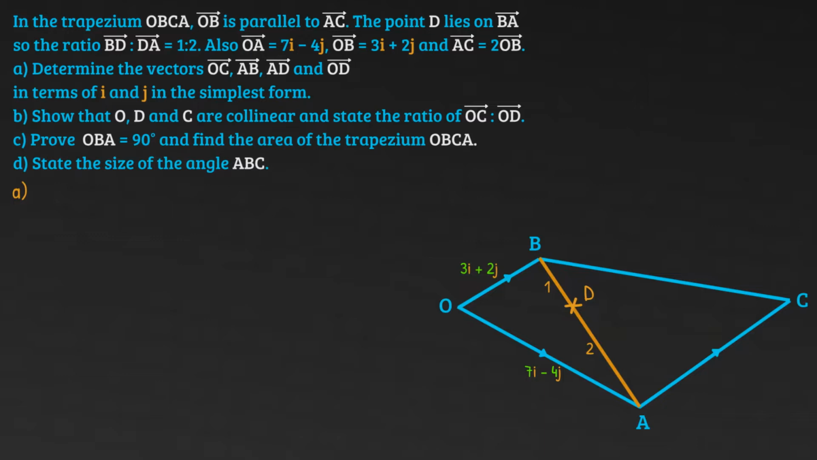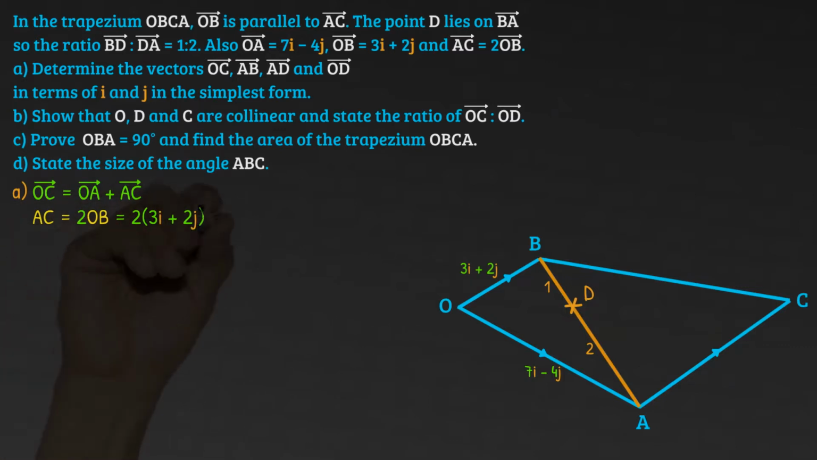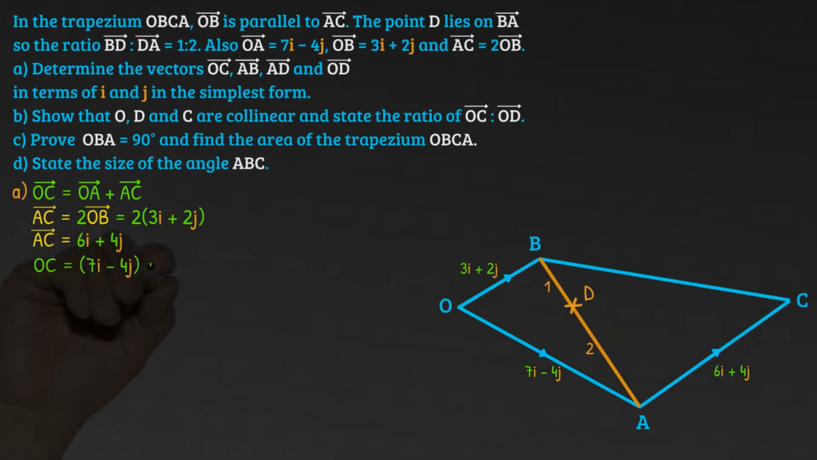So in part A, we're asked to determine some vectors, and if we start with OC, we can see from the diagram that OC is equal to OA plus AC. We don't have AC, but we are told that AC is equal to 2OB in the question. And timesing OB by 2 gives us 6I plus 4J. Now we can work out OC as we have OA and AC, and it works out as 13I.